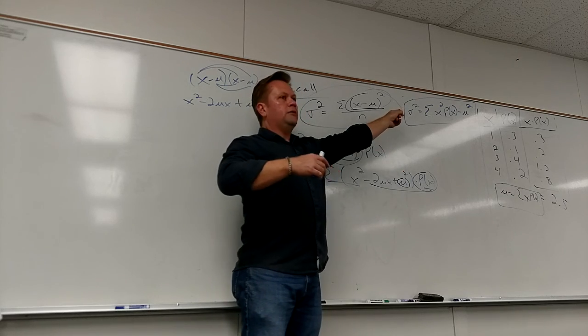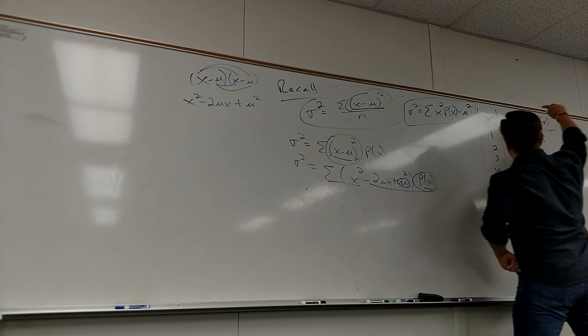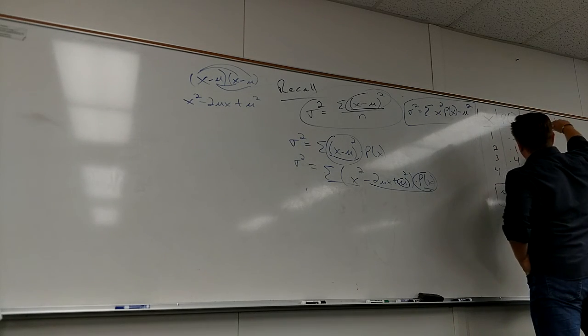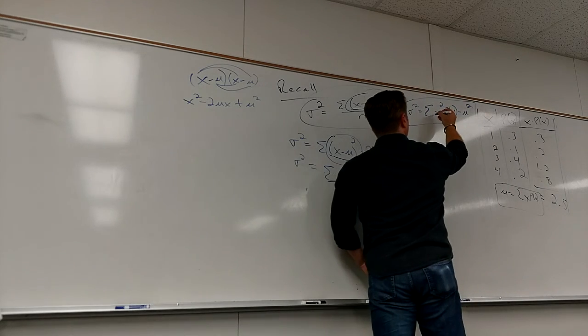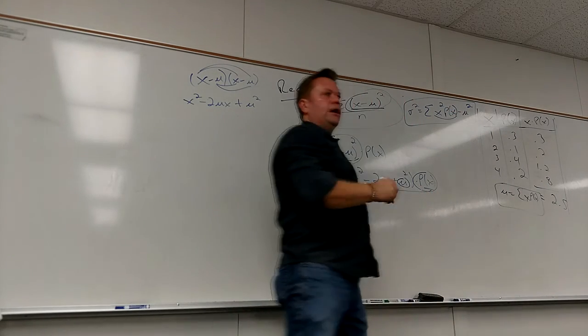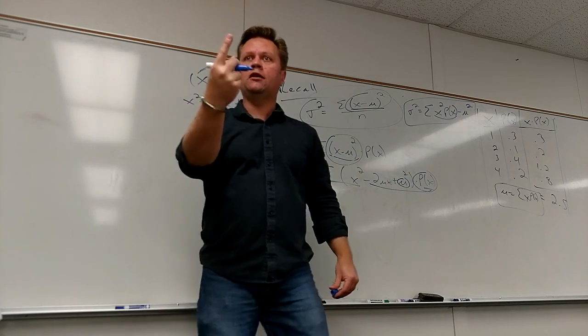But look at this. I really want you guys to see this. What columns do I already have? X, p of x, that's got to be given to me. X times p of x. What other column do I need? What do I need to add up? These. I've got to add up x squared p of x. So I just need one more column.